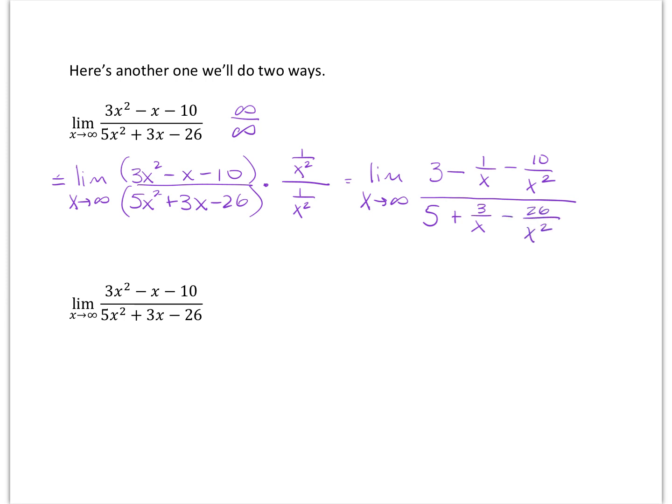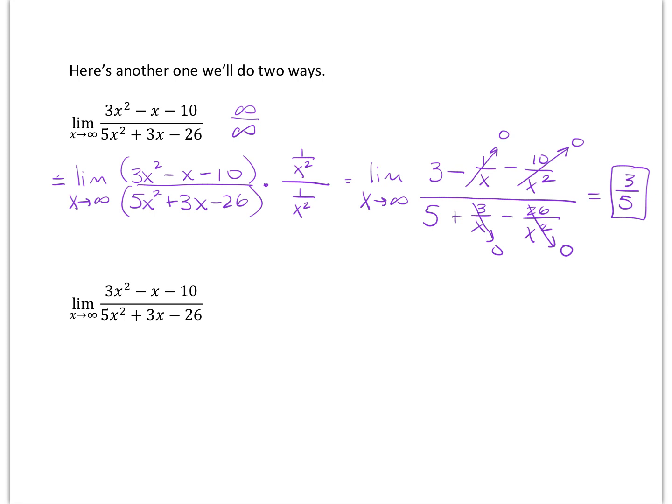And now when I try to plug in infinity, this term is going to go to 0. This term is going to go to 0. Because when denominators get really big, the value of a fraction gets really small. And it turns out to be 3/5.